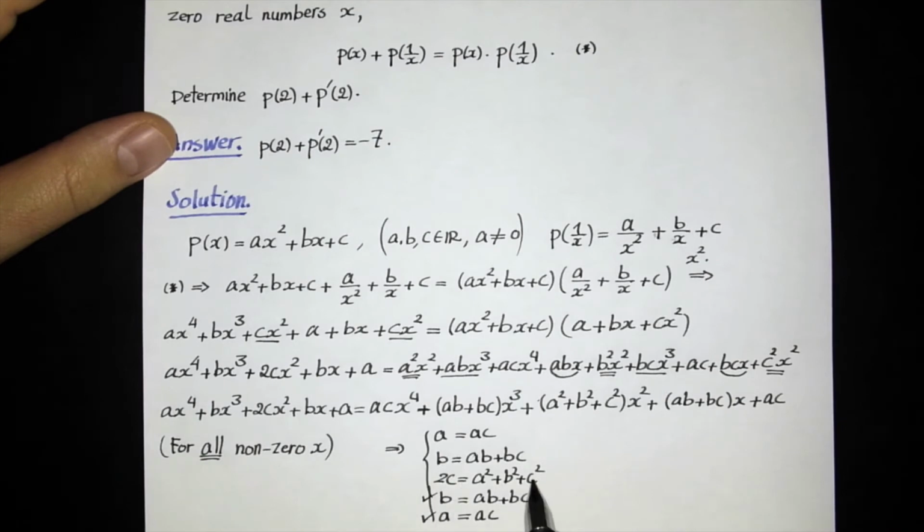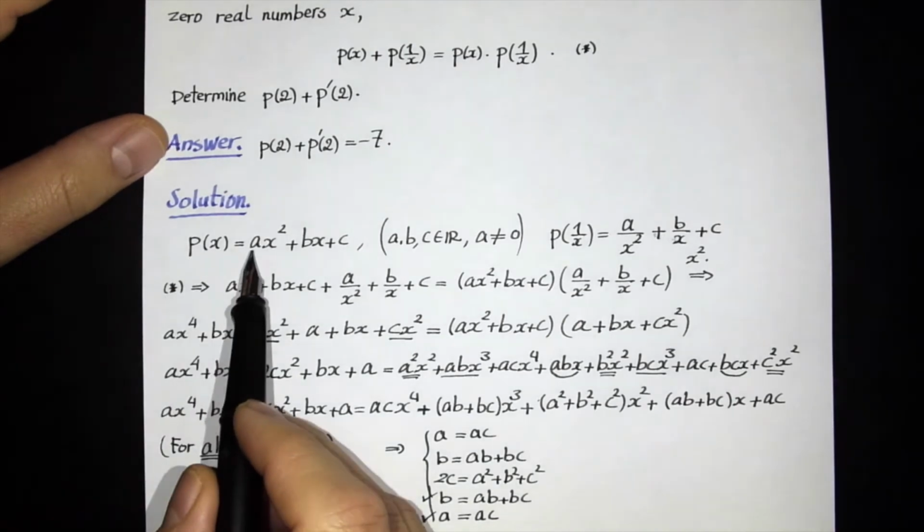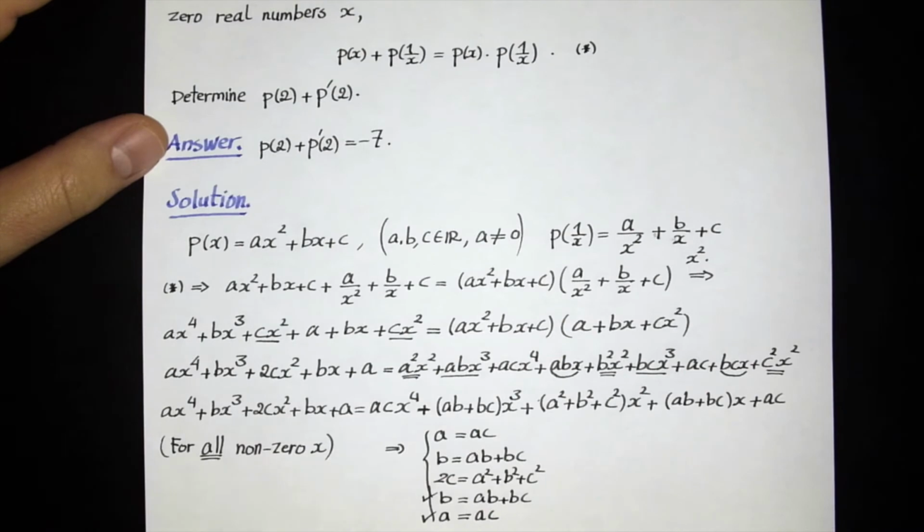So how many equations are left? There are three equations left. And how many unknowns do I have to determine my polynomial p(x)? Exactly 3, a, b, and c. So it means that in general I should be able to solve three equations for three unknowns a, b, and c and find them.